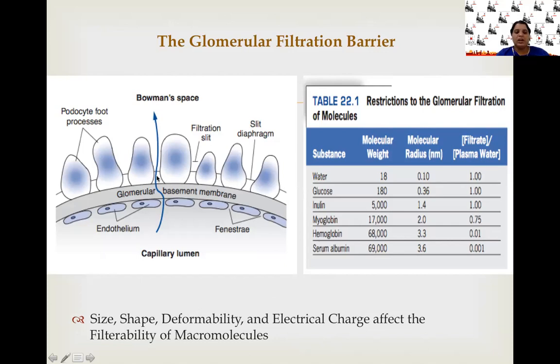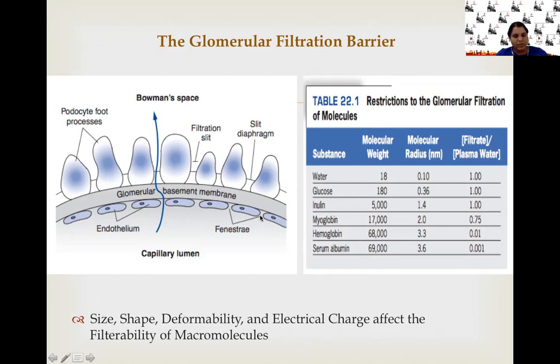It is dependent on the net ultrafiltration pressure, the plasma flow rate, the ultrafiltration coefficient, and the molecular size, shape, deformity, and electrical charge of certain substances. So, size: substances which are smaller than 10,000 daltons are easily filtered, whereas larger molecules are not filtered. Substances which are long and slender can easily pass through the gaps in the podocytes, whereas spherical substances find it difficult to pass through. Deformable substances can easily pass through because of the shape of the slits between the podocytes.